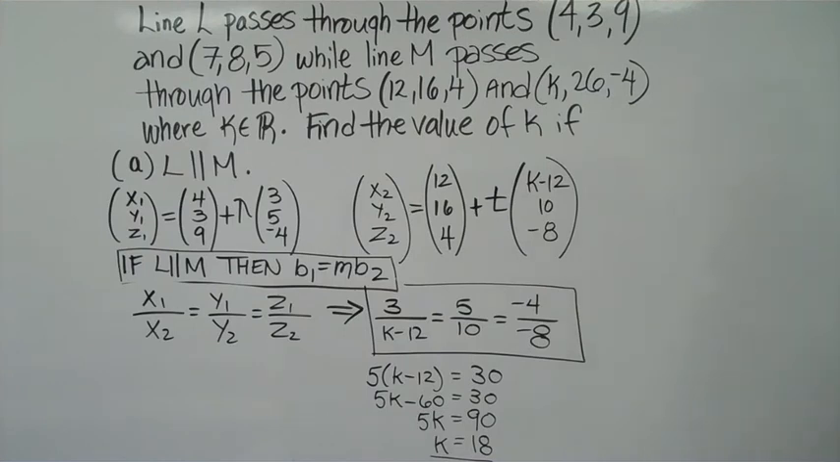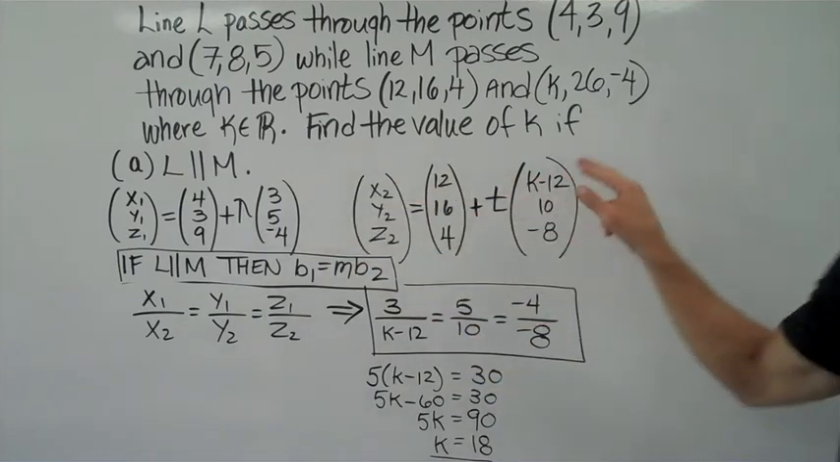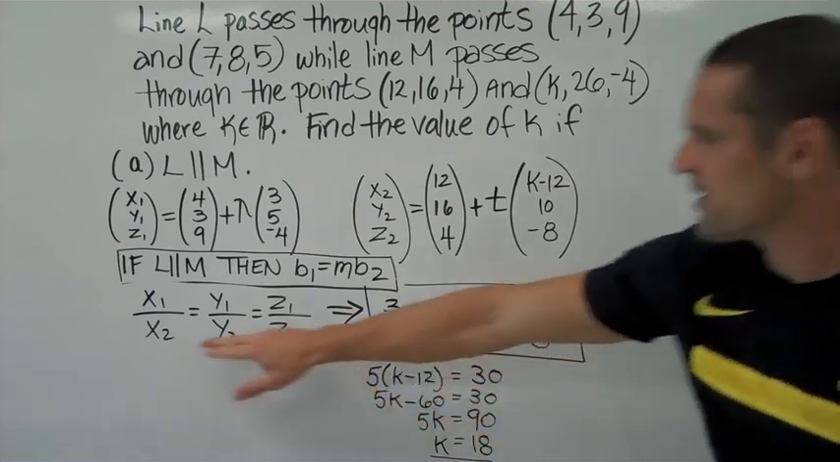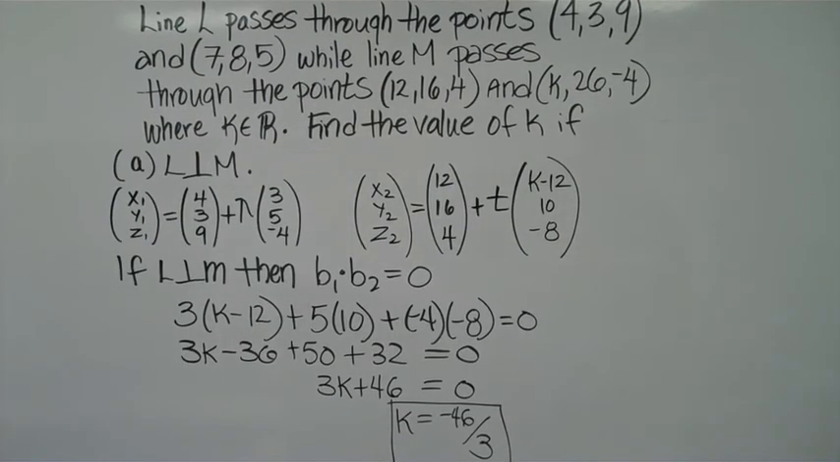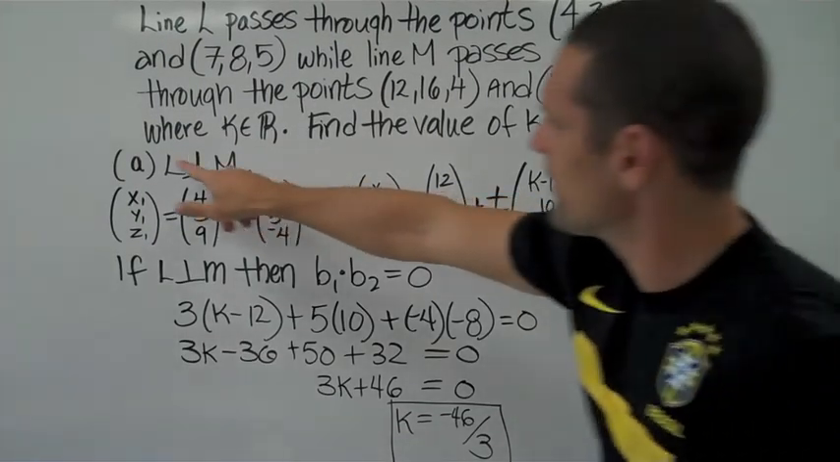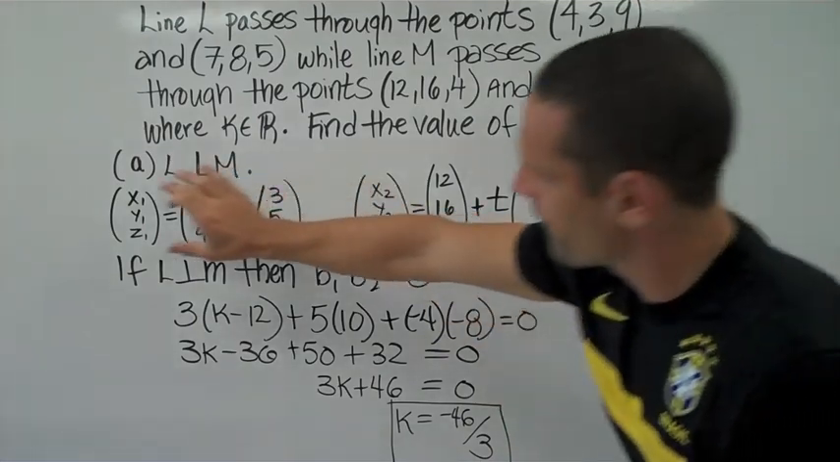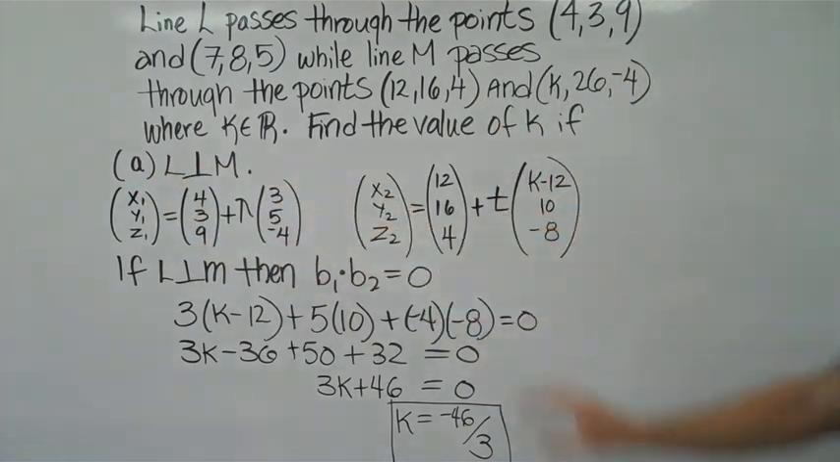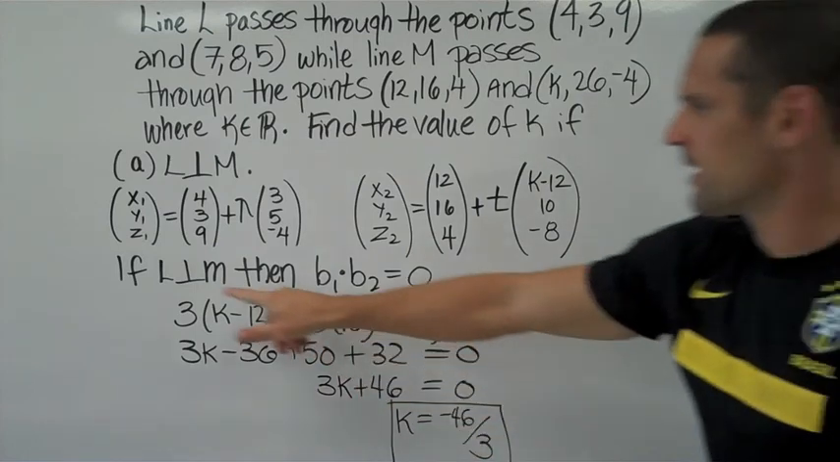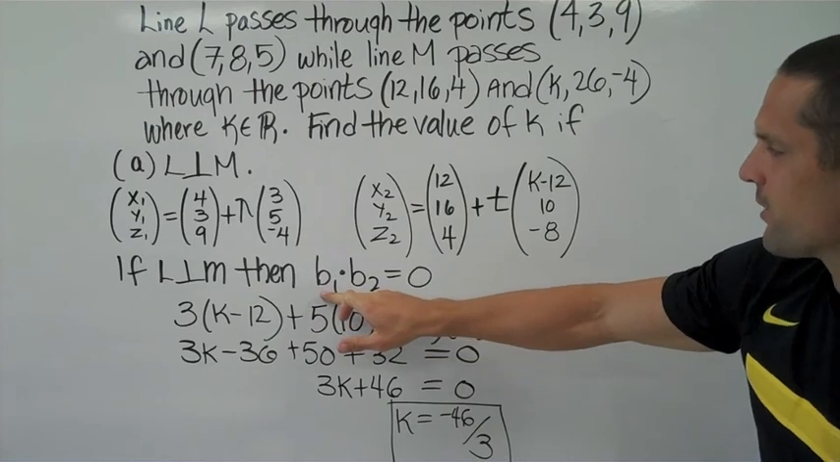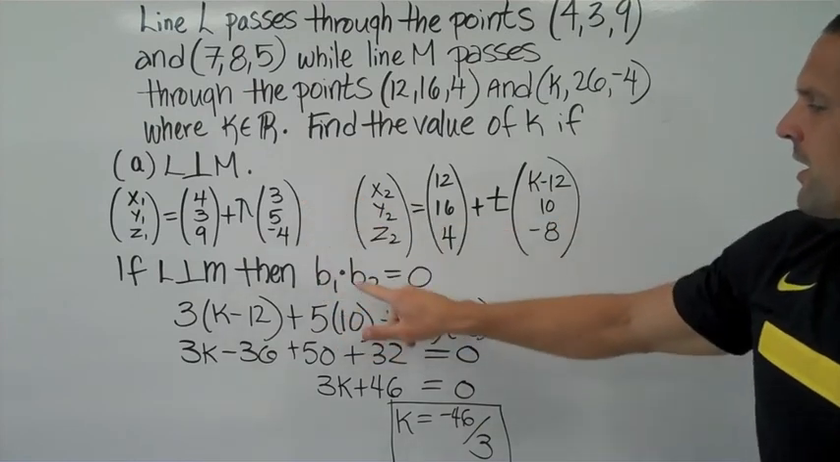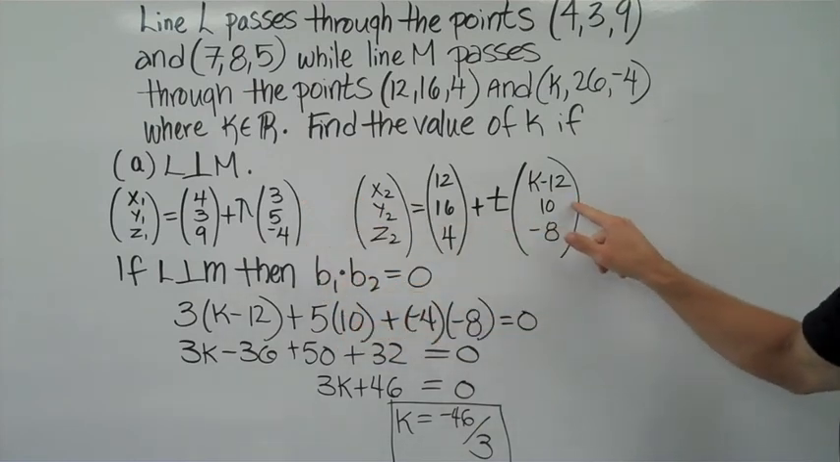You just got to figure out what to do with this stuff. We're looking at directional vectors, and we know that this is true for parallel lines of their directional vectors. Well, part B asks, what happens if line L is perpendicular to line M? We found line L in vector form. We found line M in vector form. Well, this is critical. If line L is perpendicular to line M, then the directional vector dot product with the other directional vector equals 0.